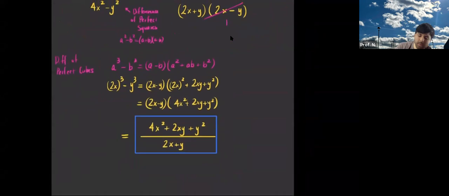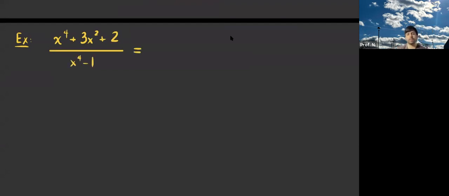Okay, so let me give you one last one of these. We're going to try to see every single scenario possible for factoring. And I think this is a pretty good one. So this is x to the fourth plus 3x squared plus 2, and all of this is being divided by x to the fourth minus 1. So I want to simplify this. What does the numerator look like? What is the numerator an example of? And what is the denominator an example of? That's the first thing you should be able to identify.